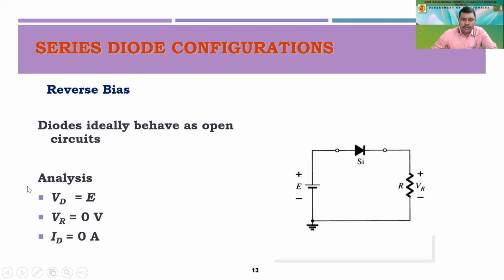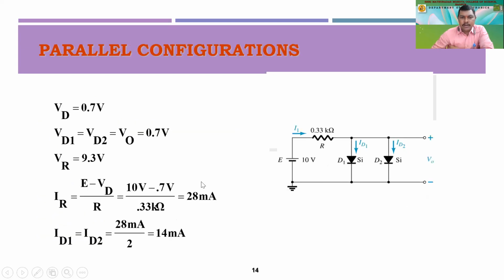For analyzing this, we will have VD equal to E, VR equal to 0 volt, and ID equal to 0 amperes. Since the diode is not in conduction mode in the reverse bias condition, there will be no voltage across the resistance. The current we expect to flow through this diode will be 0, and that is why it is written here: the output voltage VR will be equal to 0 volt, and ID will also be 0. So the voltage drop across the diode will be E.